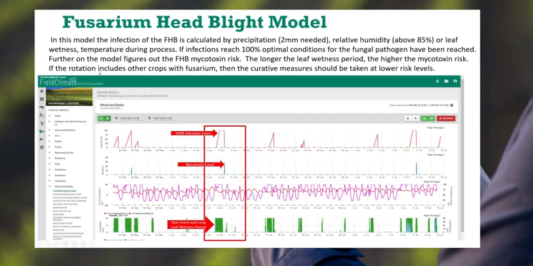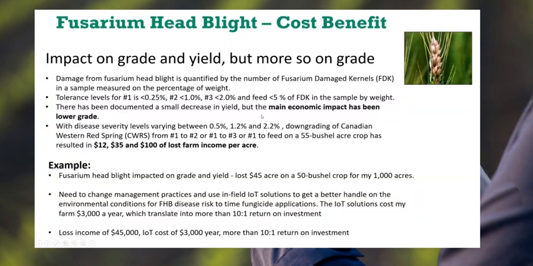So if a rotation, of course, it's management as well. If you have a rotation with other Fusarium crops like corn, then your curative measures should be taken at a lower risk level. So it's your comfort level on which risk you want in terms of the infection level. Are you happy at a 50% where you put an application, or is it higher or lower dependent upon your field management and previous history in your fields?